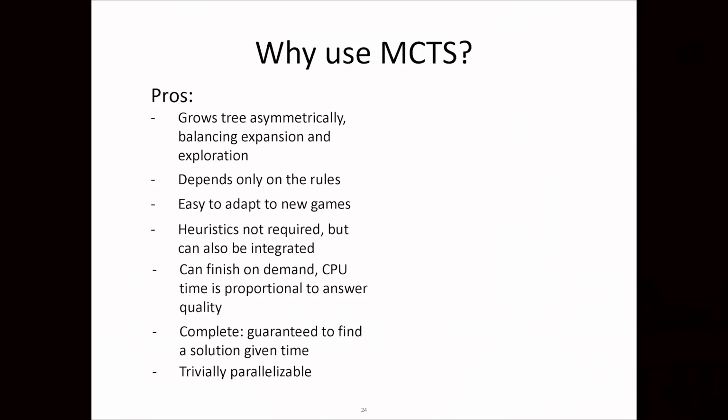It leads to our next two pros. The first of which is that it's very easy to adapt to new games that it hasn't seen before, or even that people haven't seen before. And the other nice thing about it is that even though heuristics are not required to make MCTS work, and it can work blind, there are a number of nice places in the algorithm that you can actually incorporate heuristics into.